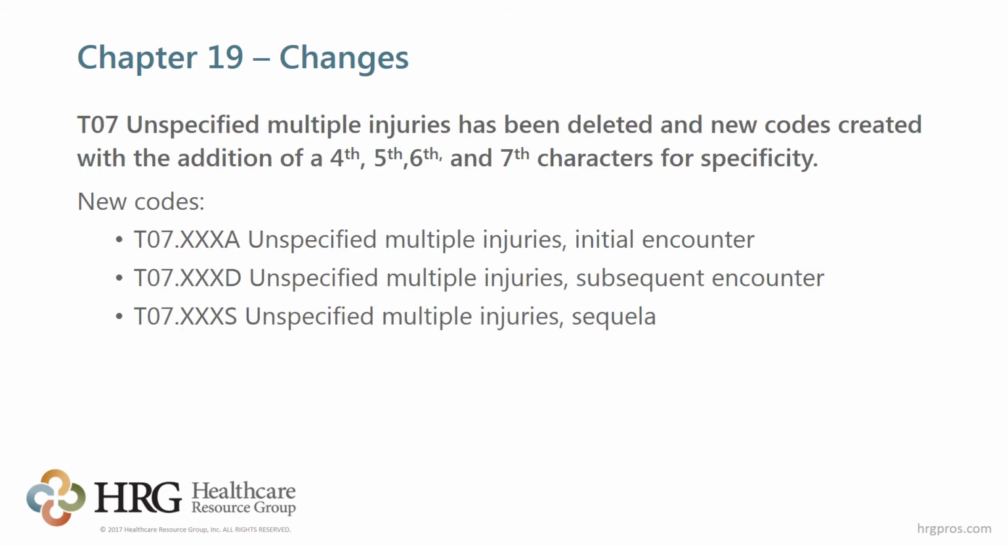The next change we see in Chapter 19 is the deletion of code T07, unspecified multiple injuries. They added 3 new codes so that this code follows suit of the rest of the injury codes with the addition of the 7th characters A, D, and S.